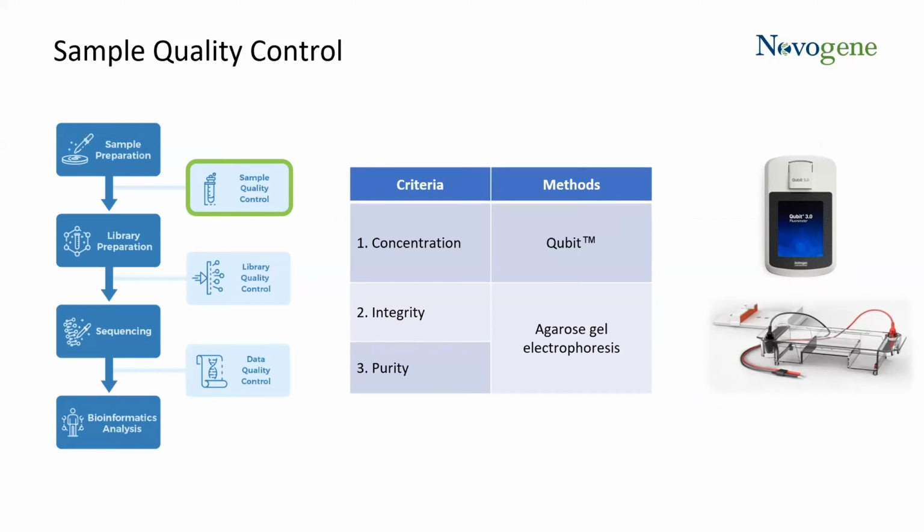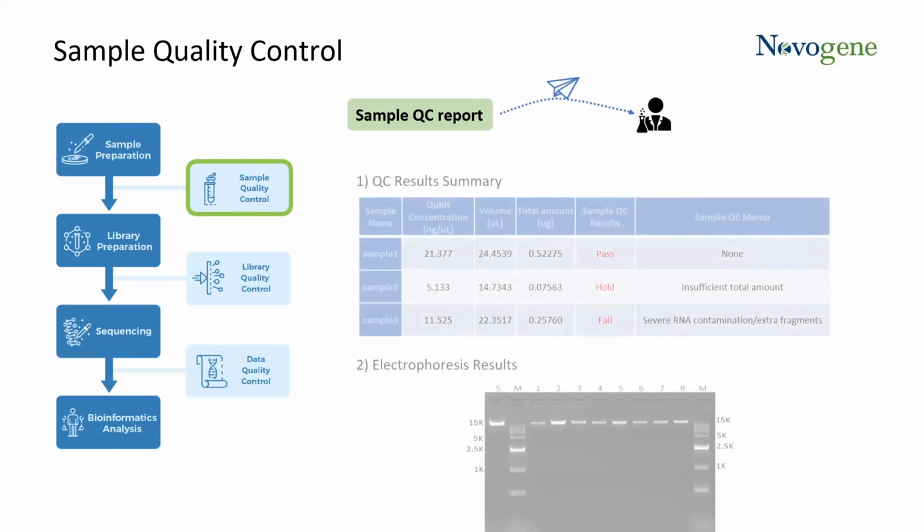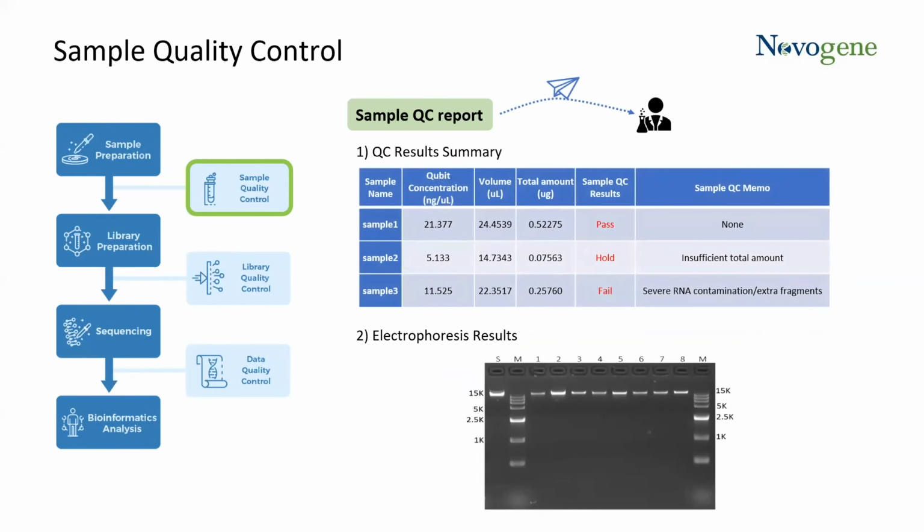Okay, so next in line, we have the sample quality control. In this part, we measure three parameters of your samples: the concentration, the integrity, and purity. Based on the results of the Qubit and the agarose gel electrophoresis, we'll issue you a sample QC report, a quality control report, which is just going to tell you if the testing samples meet the requirements for the library construction or not. Based on that, you will be able to choose to move forward with the samples we received or ship new ones.